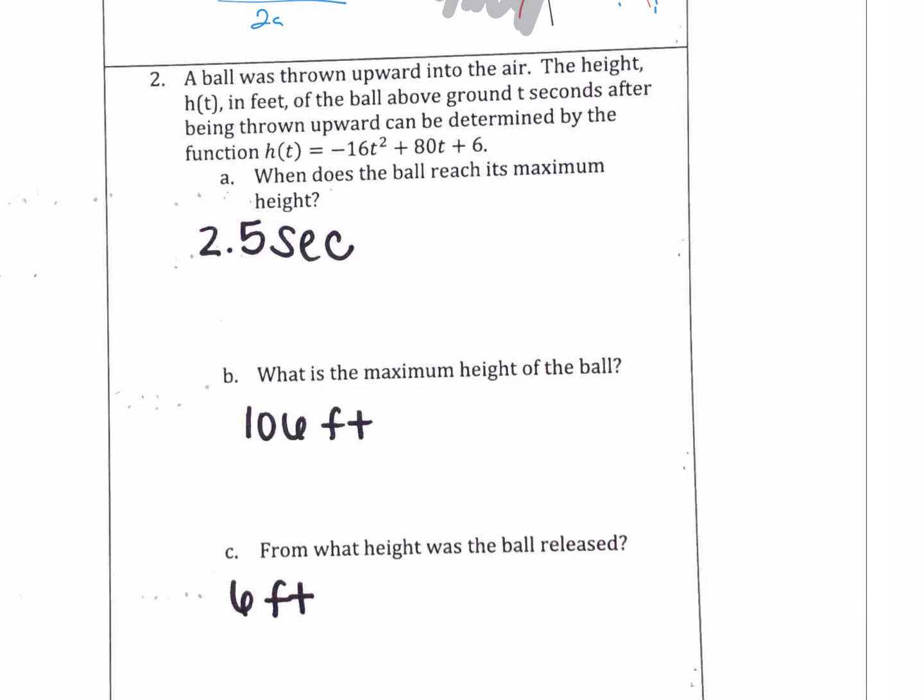I've got a function. It's a t squared, negative, so it opens down. Y-intercept is 6. So if I'm visualizing a graph, here we go. That y-intercept, again, would be 0, 6.